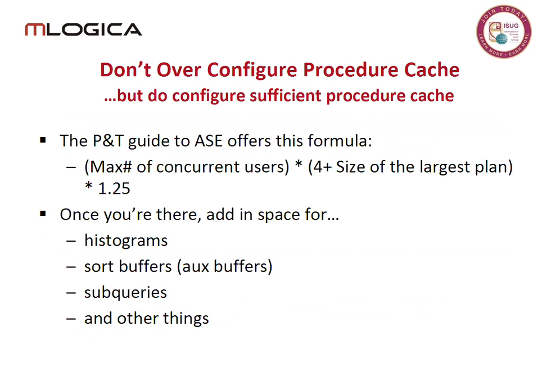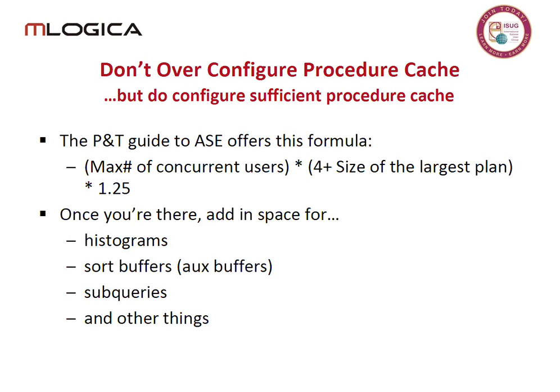Next tip. How many people here have gone up to 15? Most of you. When you go up to 15, one of the first things that happens is everybody says increase the size of your procedure cache. There's a good reason for that, because 15 uses a lot more procedure cache than 12.5 releases.